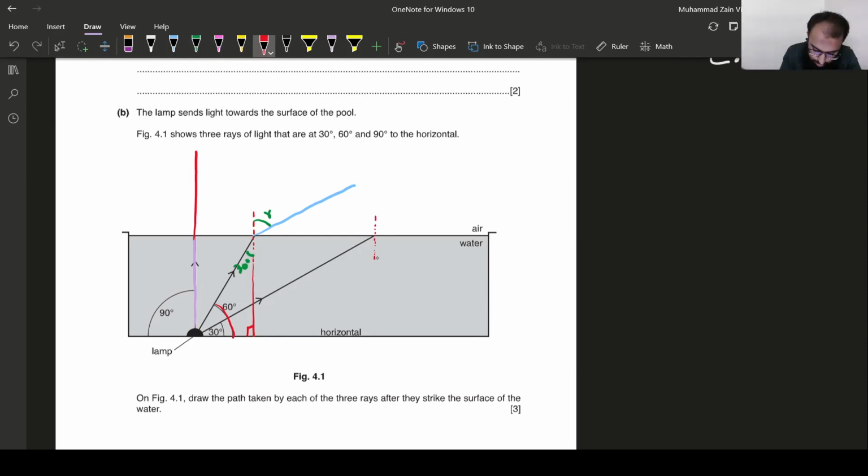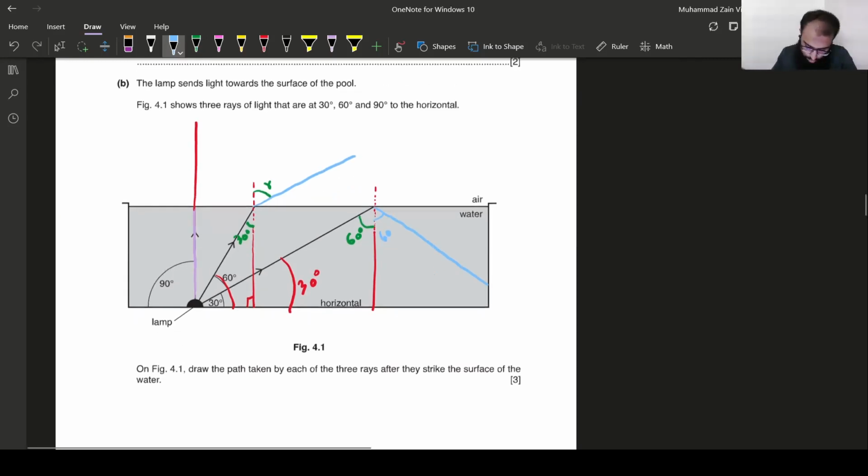And then for the next part, similarly, I draw a normal, and then I complete this. I know this angle is equal to 30 degrees. So obviously this angle, which is the angle of incidence, is supposed to be equal to 60. And since it is greater than 49 degrees, greater than the critical angle, total internal reflection takes place, and it reflects at an angle of 60 degrees in this direction somewhere.